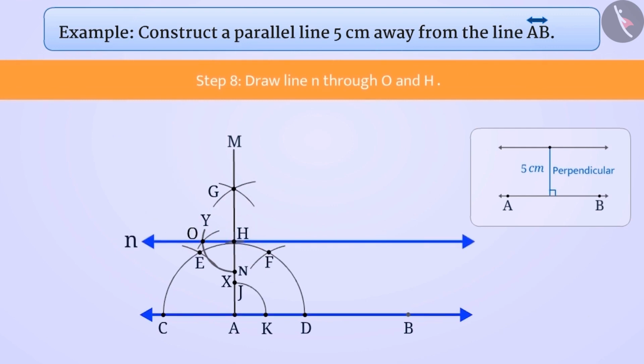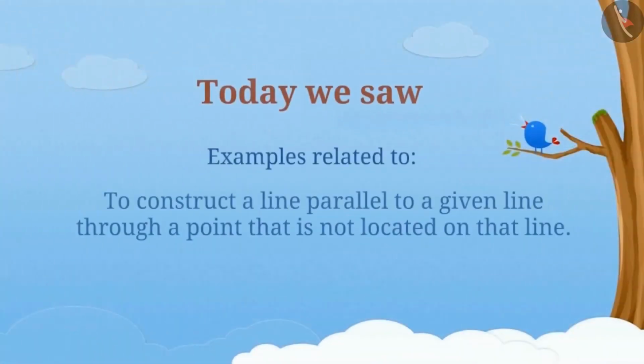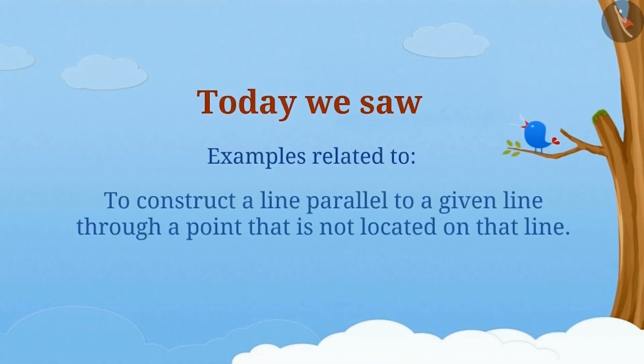Here, we have obtained N parallel to AB, which is at a distance of 5 cm from AB, which means there is a distance of 5 cm between both parallel lines. Today we saw some examples based on how to construct a line parallel to a given line through a point not on the line.